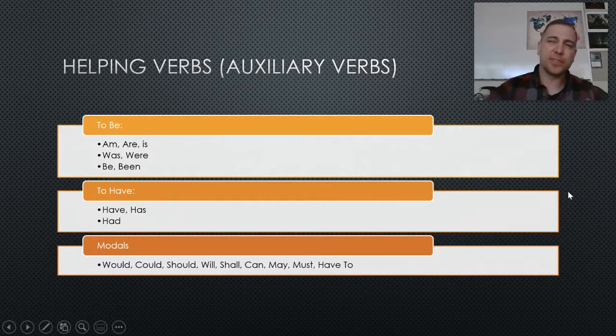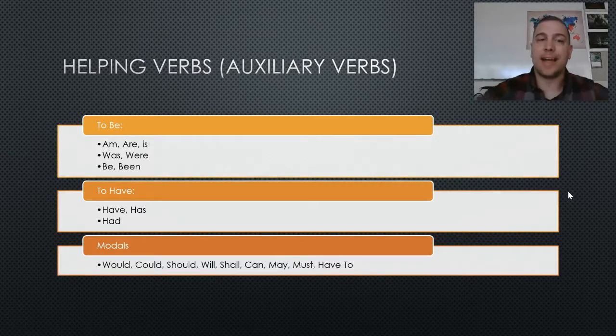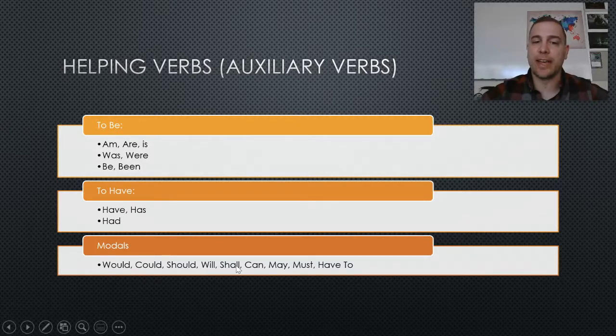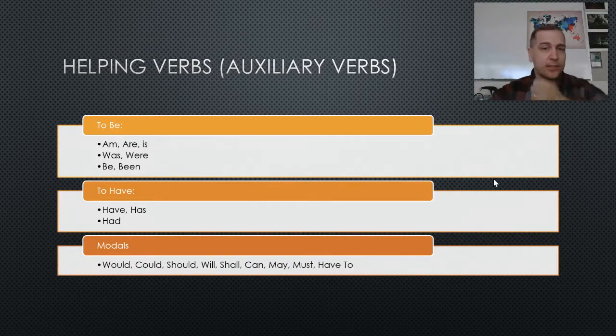And so some examples of auxiliary verbs, most commonly the to be verb, am, are, is, was, were, be, and been will be helping verbs. To have is oftentimes a helping verb. Have, has, and had. And then there's what are called modals. And these are these words such as would, could, should, will, can, may, must, have to. These all work to show a certain condition that the verb is in. And so all of these work together and they act as verbs in the sentence and they help the sentence along.